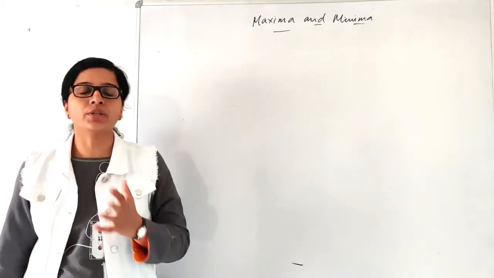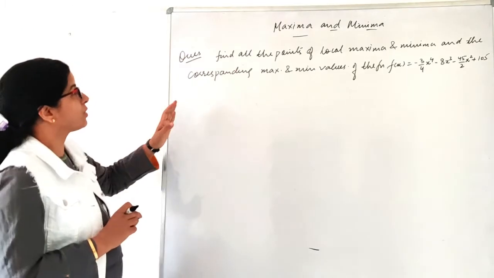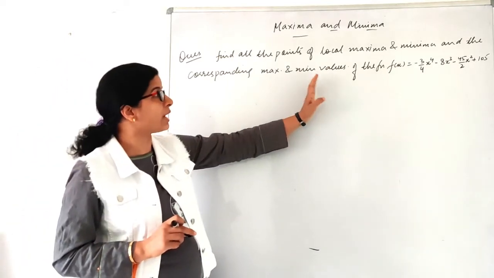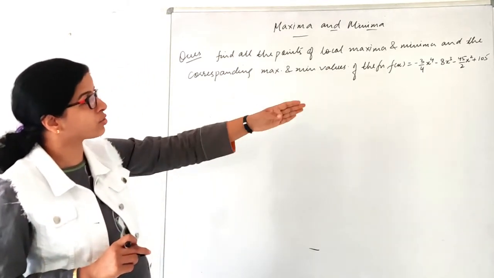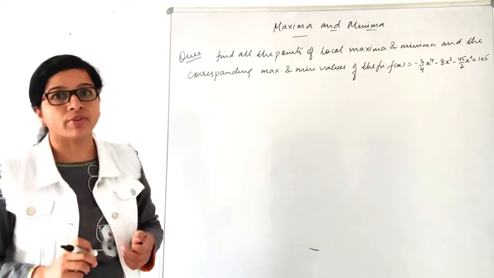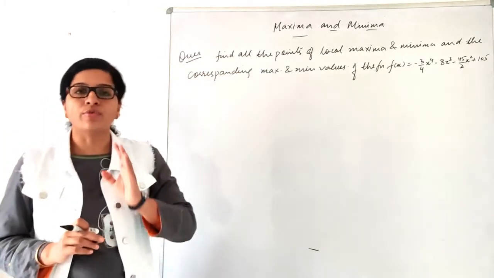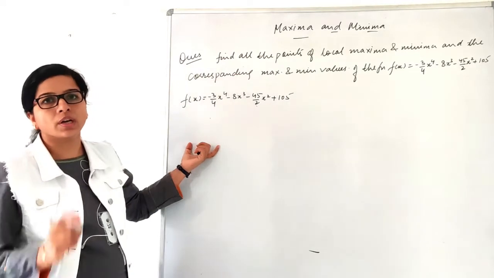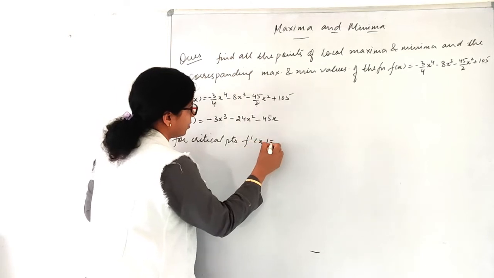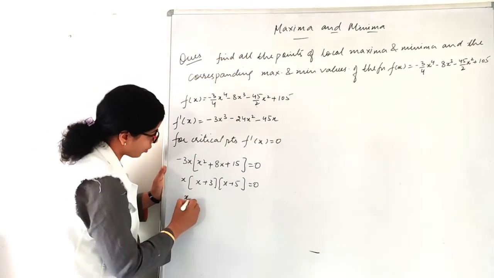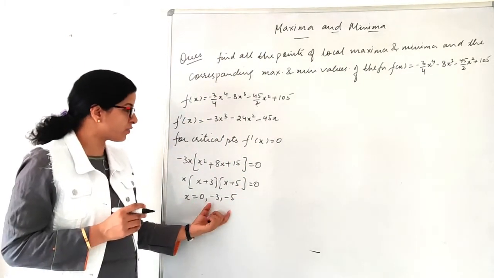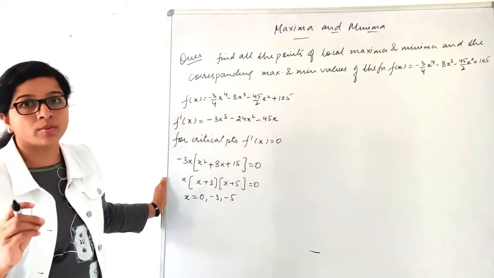Now let us take some examples using the second order derivative. So let us take this question. Find all the points of local maxima and minima and the corresponding maximum and minimum values of the function f x is equal to minus 3 by 4 x to the power 4 minus 8x cube minus 45 by 2 x square plus 105. So first of all, we have to find the critical points. For critical points, we require f dash x. So this is my f dash x. For critical points, f dash x equals 0, right? Now we'll factorize this. So my points are 0, minus 3, minus 5, right? So these are the points which will yield me local maxima or local minima points.